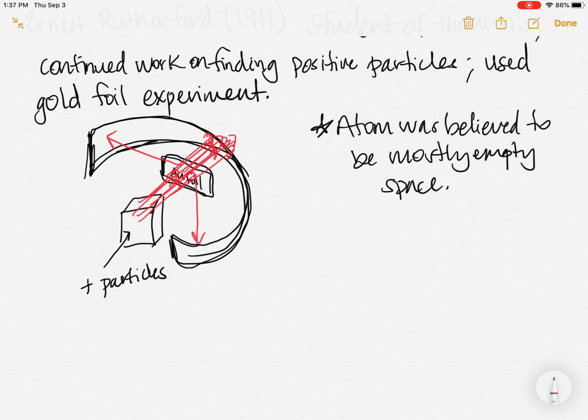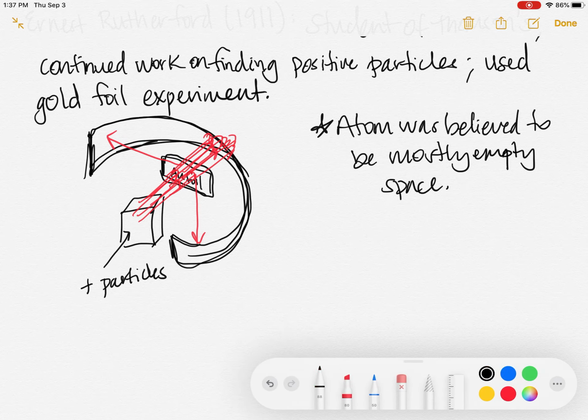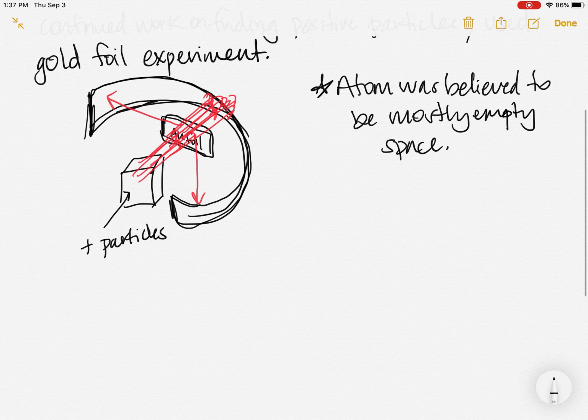So if you think about my tree example, what's the only way, if you threw a golf ball into the top of a tree, that it could turn around and come back at you? Well, the only way is if it hit something, right? It can't just turn around in midair. So that's the conclusion that Rutherford was able to come to.